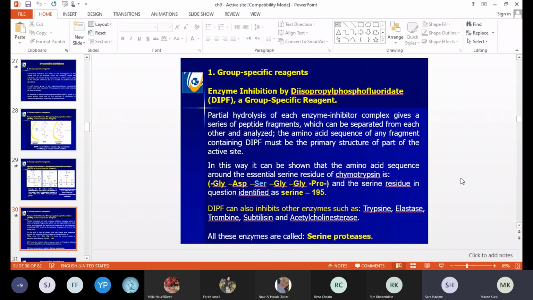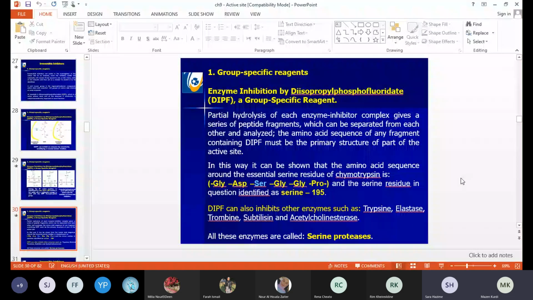that will give you a series of peptide fragments which can be separated and analyzed, and you will do the sequencing of these fragments. Then you can identify the amino acid sequence where you have the interaction between the inhibitor and the enzyme, which is chymotrypsin here. And they found the sequence glycine, aspartic acid, serine, glycine, glycine, proline, and the serine residue in question was serine 195.